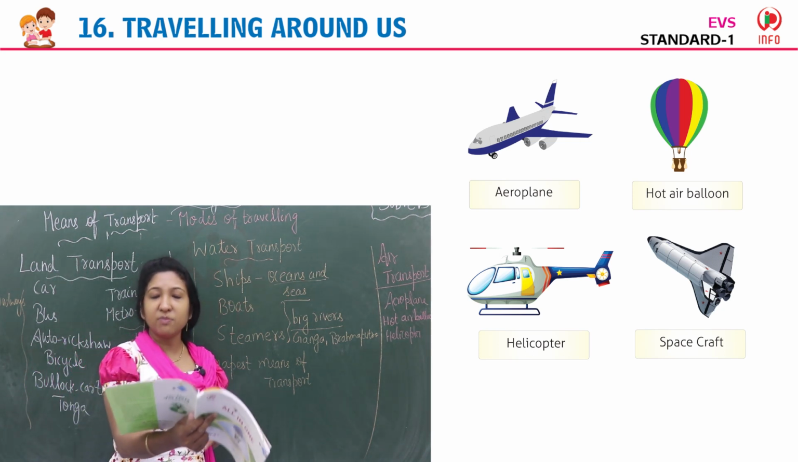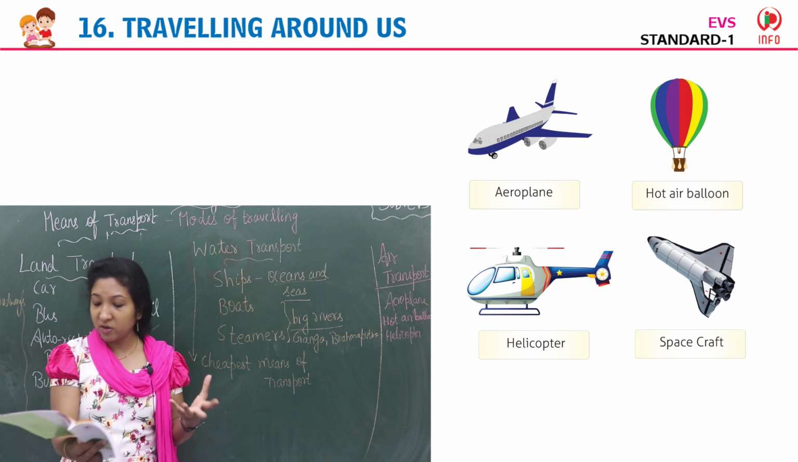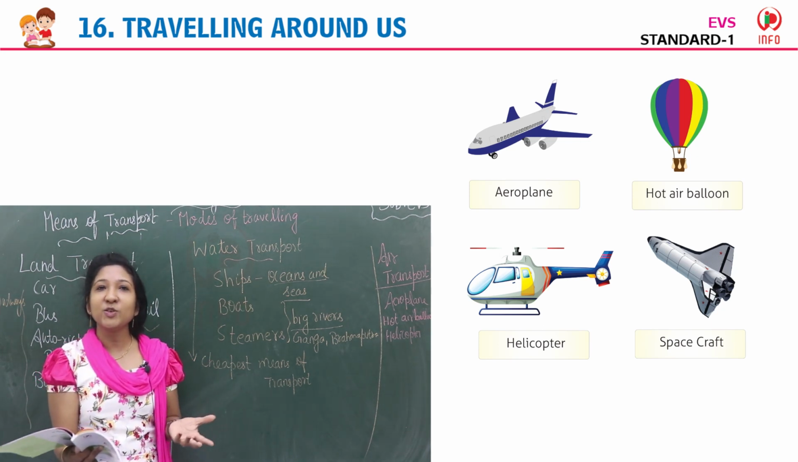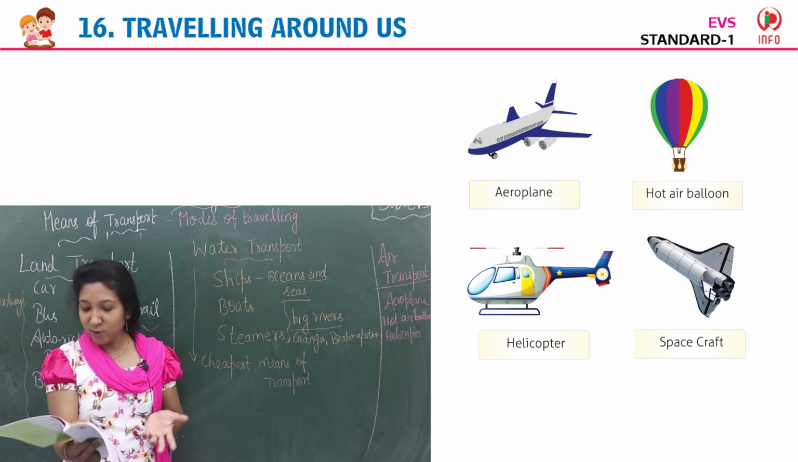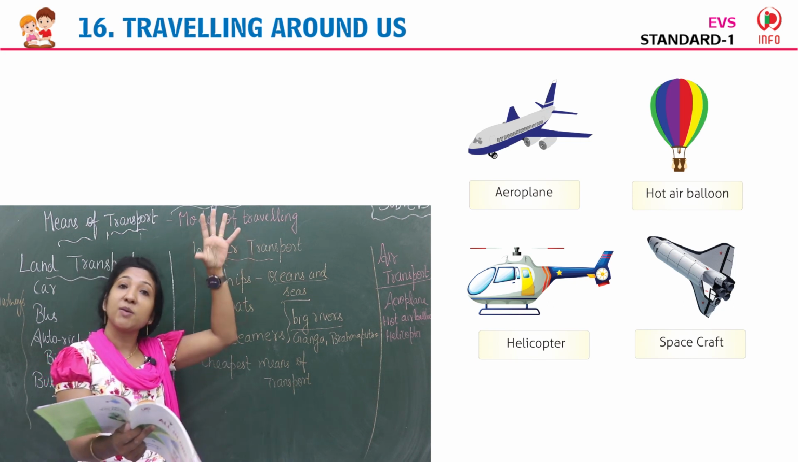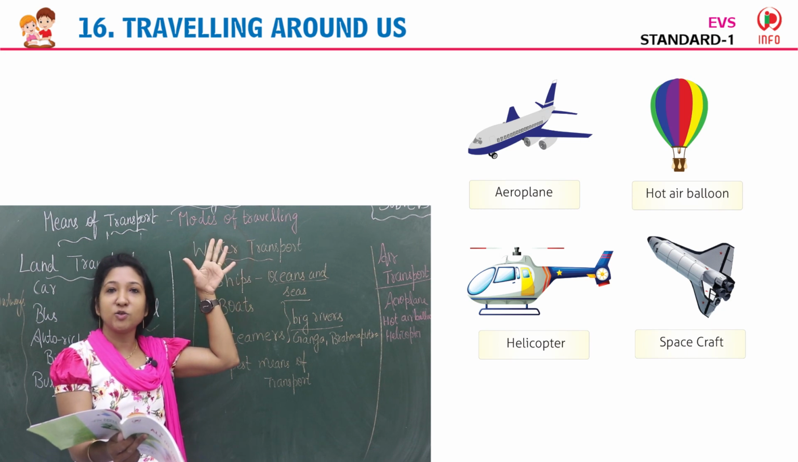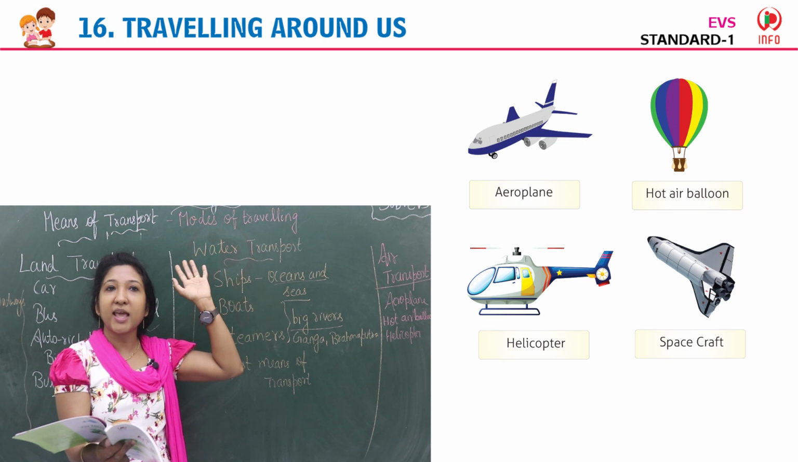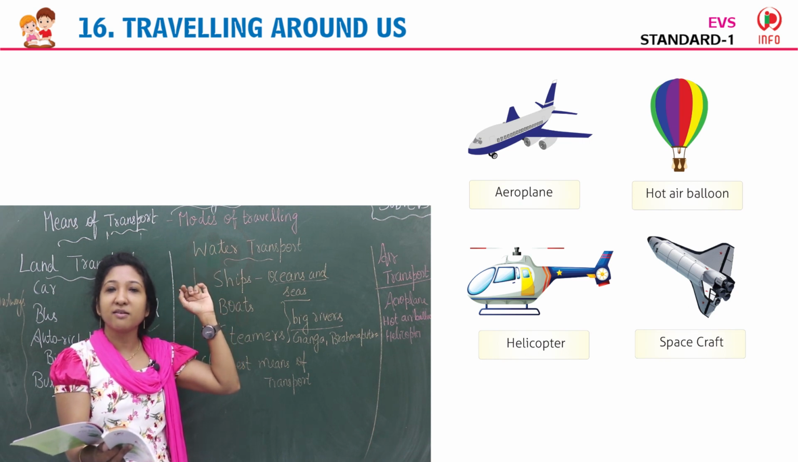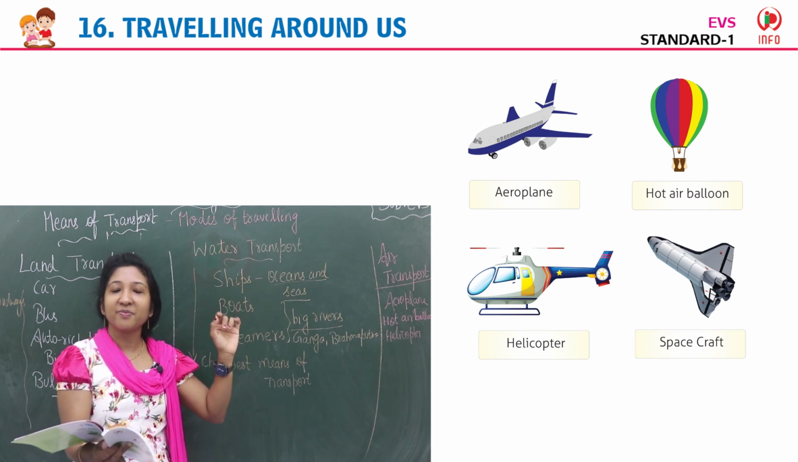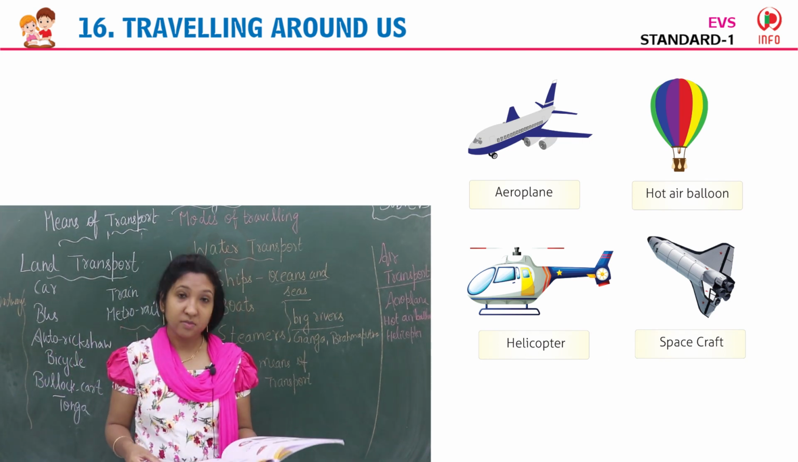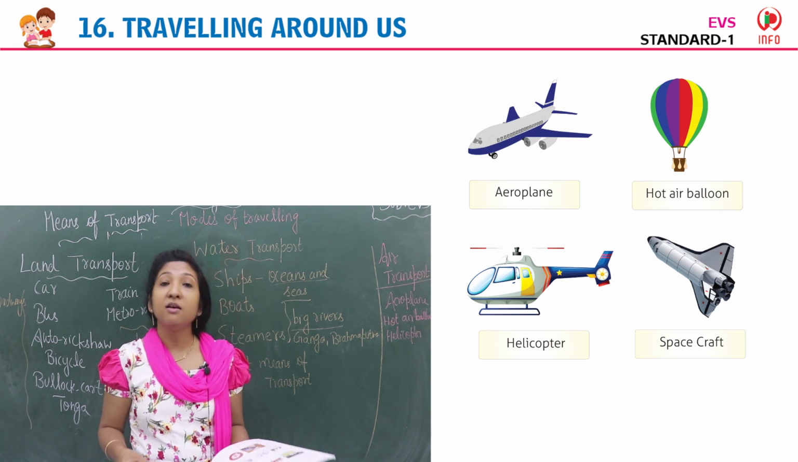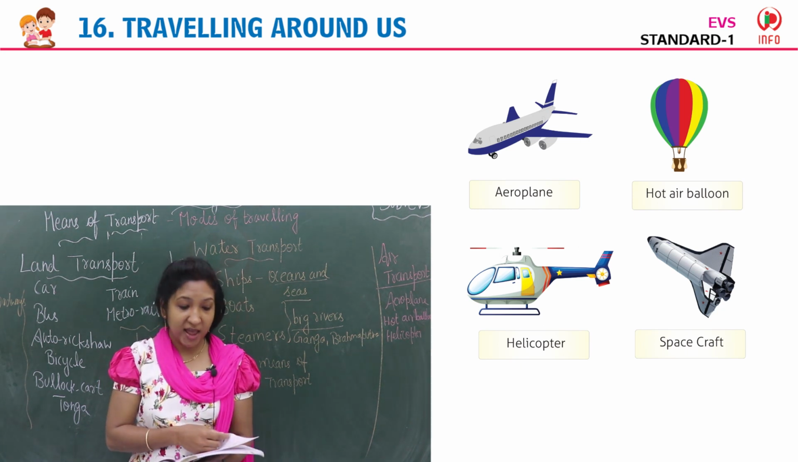So hot air balloon mainly people use it for recreation, means something for fun and relaxation. People use hot air balloon, able to fly at a very high altitude, distance above the sea level. So aeroplane, hot air balloon, helicopter, they are the examples of air transport.